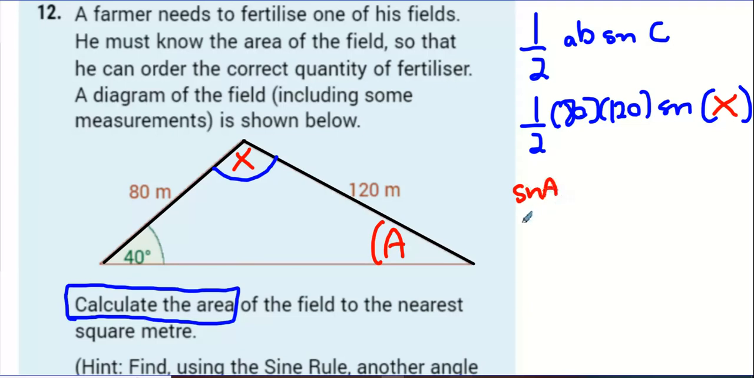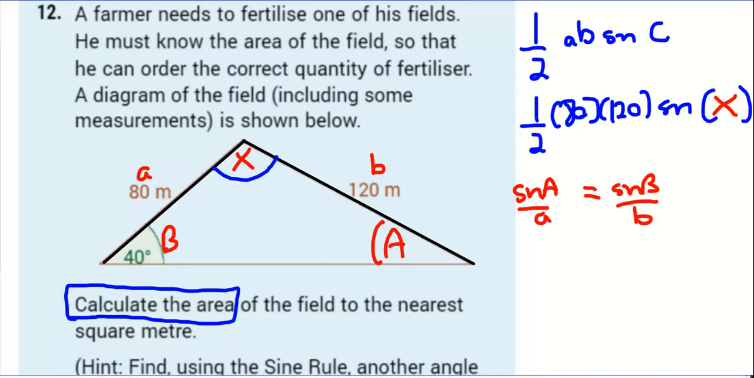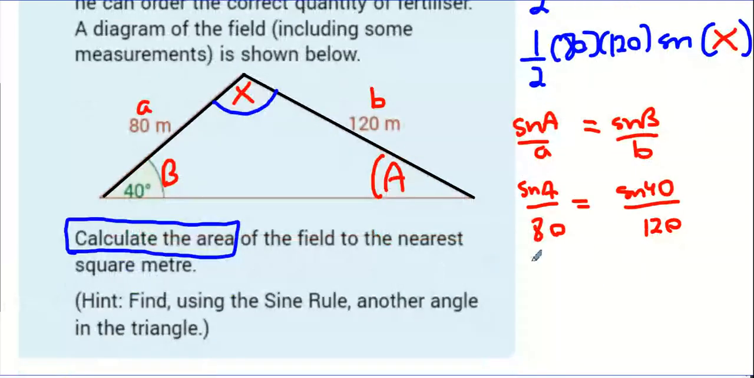Sine A over A, you're going to use that formula there. That's going to be big B, that's going to be small b, that's going to be small a. 22.28, I'll have a look now. All right, so did we do sine A divided by 80 equals sine 40 over B, which is 120? So I think that's what you're talking about. See that 80? It's division on the left, makes a multiplication on the right.